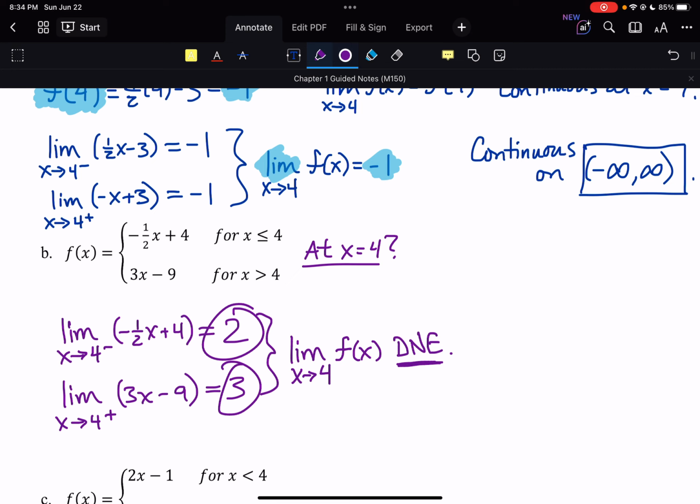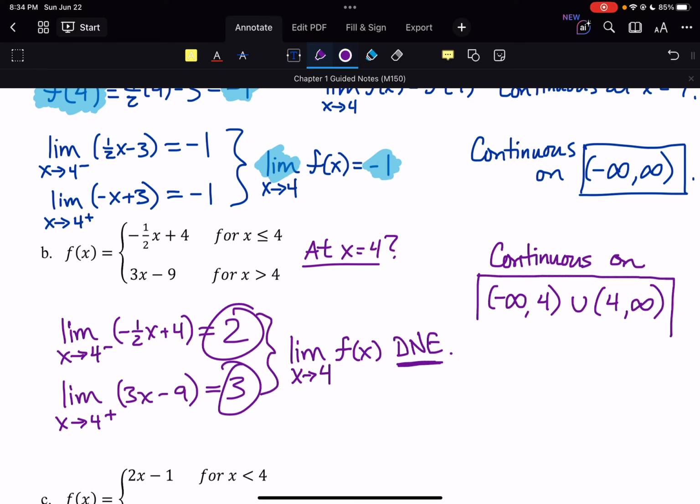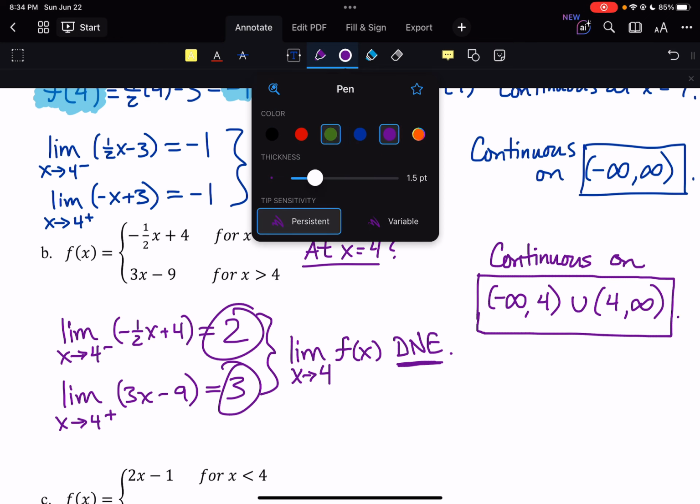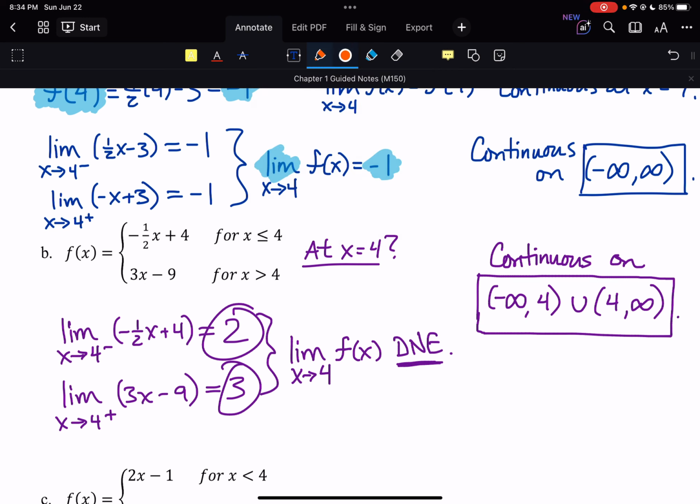So we know that it's continuous on the separate pieces, but in this case, they didn't meet at 4. They didn't match up. So we have to exclude that from our interval. So it'll be everything but 4. So negative infinity to 4 union 4 to infinity. So that will be our interval of continuity.